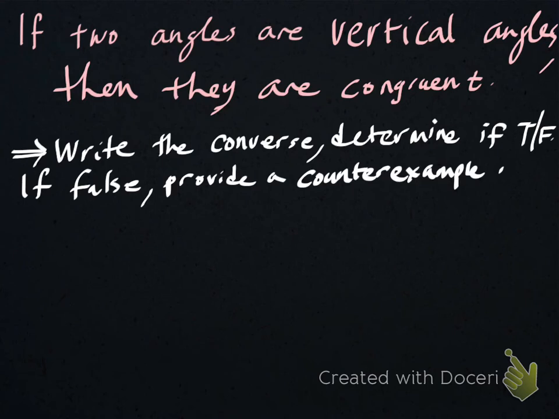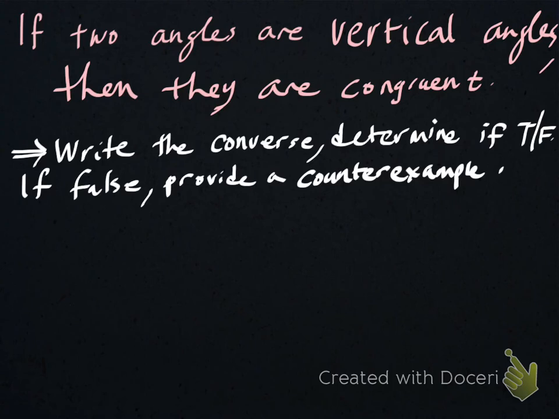So here's a conditional statement here in pink. This one's actually mathematical. If two angles are vertical angles, then they are congruent. So the question that accompanies this statement is: write the converse and determine if it's true or false, and if it's false, provide a counterexample.